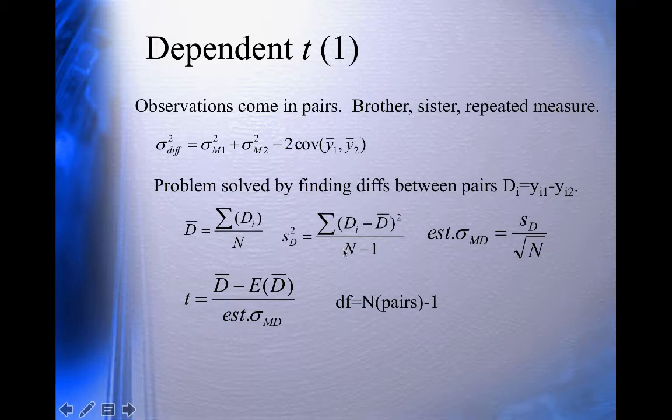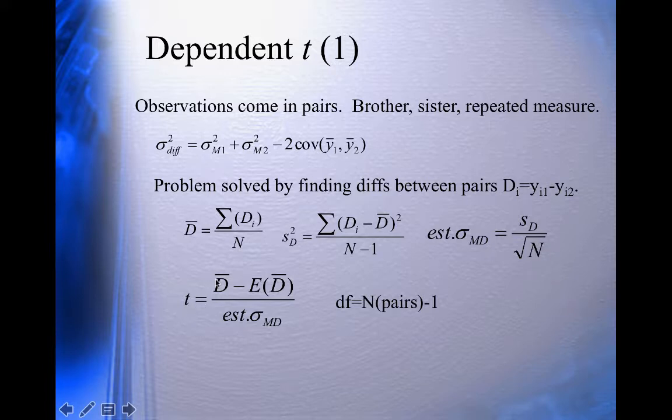So this is just your standard variance. Your estimated standard error of the means for the differences is the standard deviation of these, as I take the square root, and divide by the number of pairs. Okay, so n is no longer the number of people, it's the number of pairs.